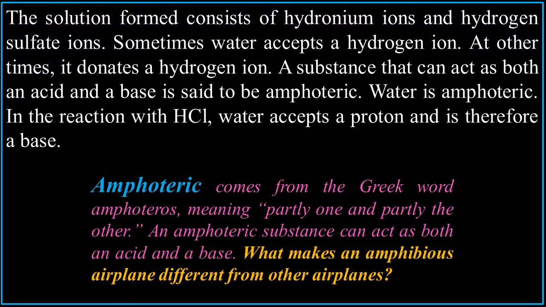Sometimes water accepts a hydrogen ion. At other times it donates a hydrogen ion. A substance that can act both as an acid and a base is said to be amphoteric. Water is amphoteric. In the reaction with HCl, water accepts a proton and is therefore a base. Amphoteric comes from the Greek word amphoteros, meaning partly one, partly the other. An amphoteric substance can act as both an acid and a base.